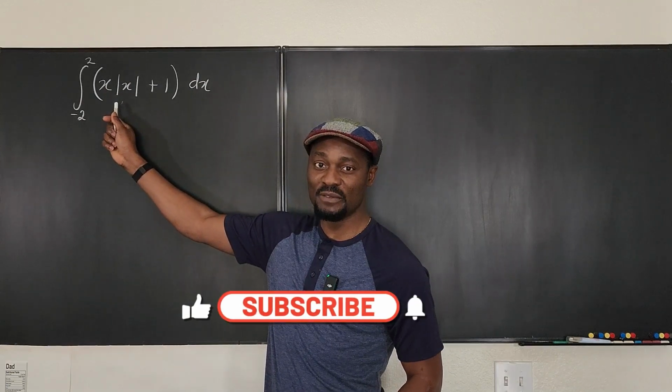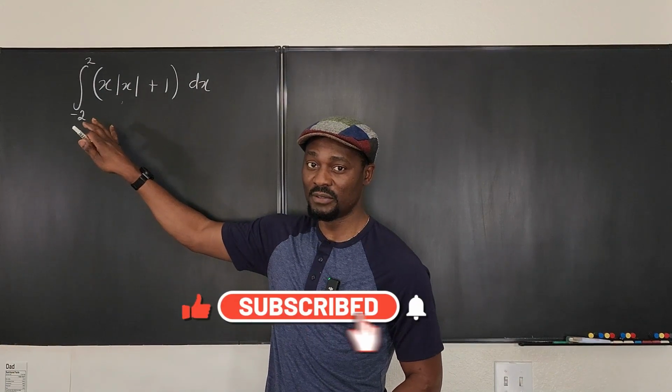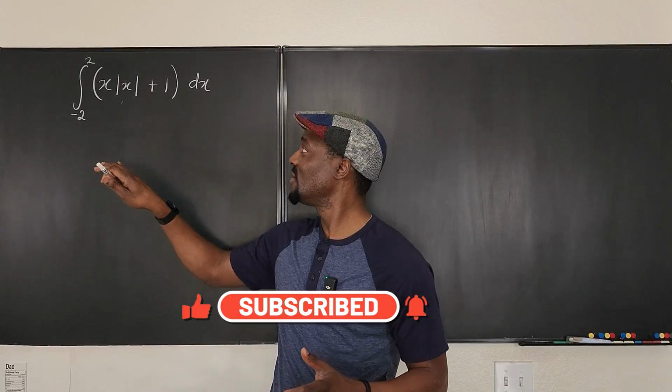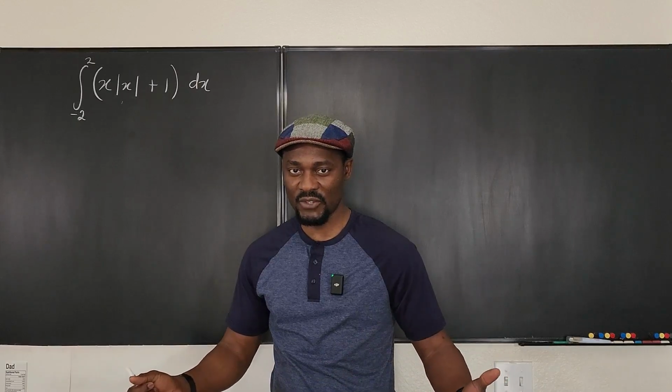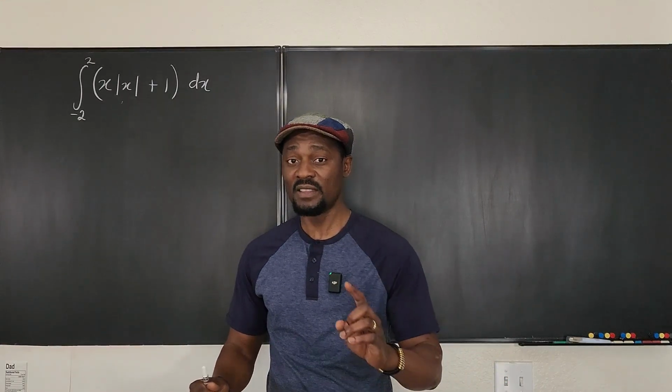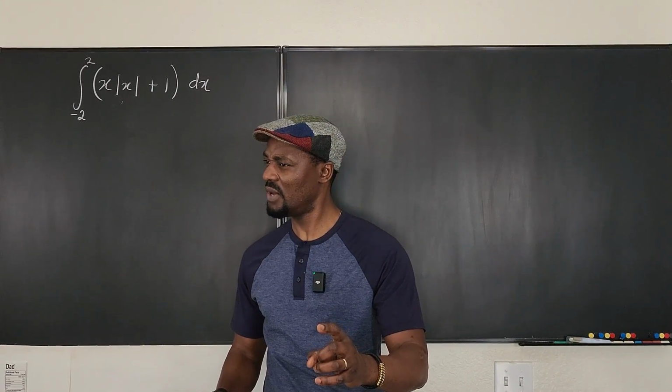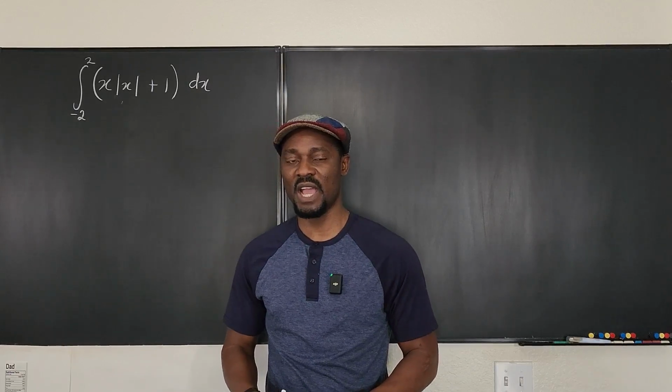If there was no absolute value sign in this integral, you would just write it as x squared plus 1. You take the integral and you're going to get 28 over 3. That would be your answer. Would it be 28 over 3? Yes, 28 over 3 is what you would get.